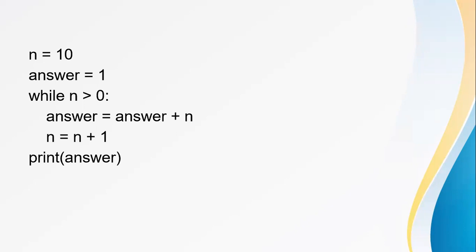Okay, I will explain you. See the first step, n is greater than 0. So 10, it's always greater than 0. Now answer is equal to answer plus n, answer is already 1. 1 plus 10 is 11. Again increment of n as 11. What will happen now?